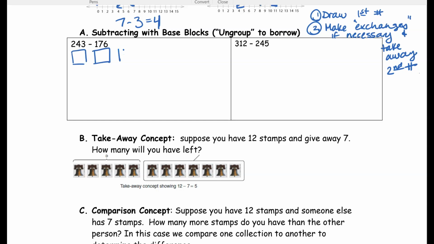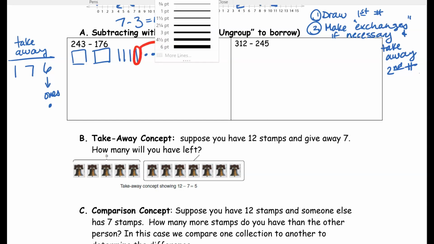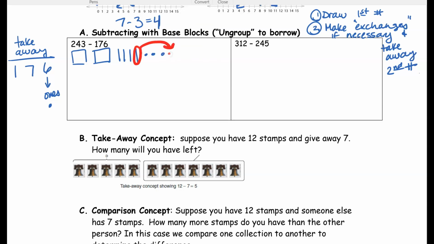243. And next, I'm trying to take away 176. Okay, so let's start with the ones. So I'm trying to take away 6 ones, or 6 units. I don't have 6 units to take away. So what I'm going to do is I'm going to make an exchange. And what that means is I'm going to take one of these base 10 blocks here. I'm going to take this long, and I'm going to exchange it. That is way too fat. Let me try to make it skinnier. There we go. And I'm going to exchange that long into 10 units. 4, 5, 6, 7, 8, 9, 10.